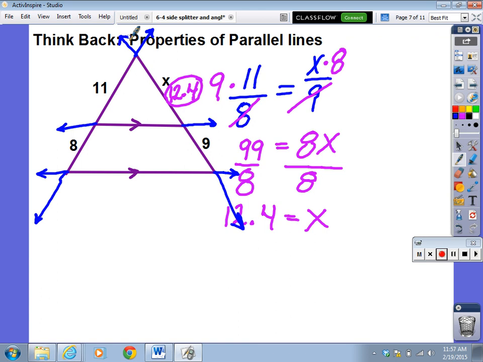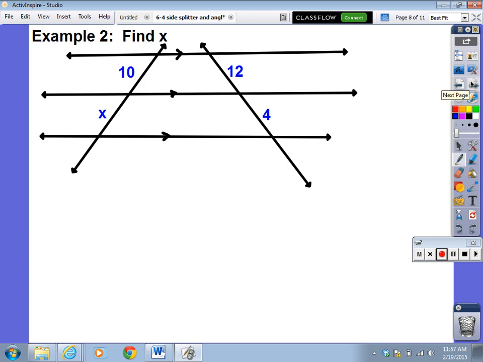This will help for the next step. Okay, so now looking at this one. Oh no, this is scary. No, it's not. We really just have a triangle just like we just saw.